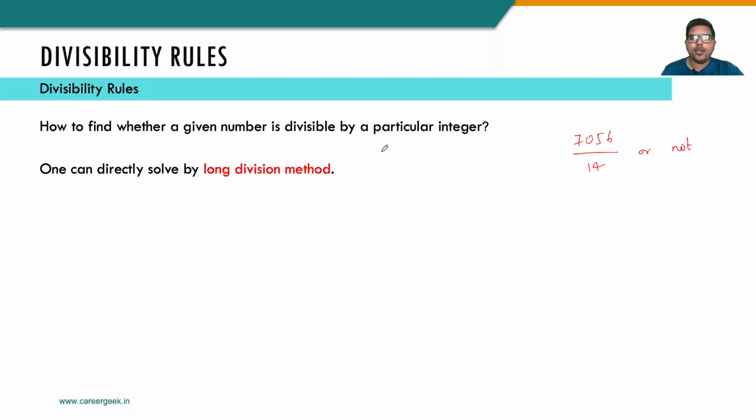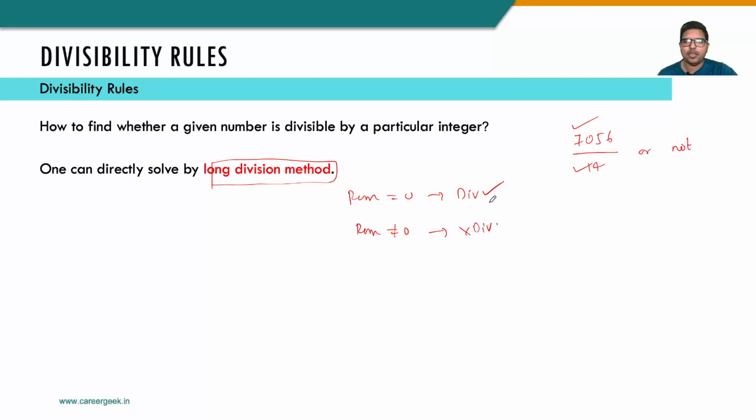So one way to find whether a given number, let's say 7056, is divisible by a particular integer, 14 or not, we all know that. Take the long division method and see if it is divisible or not. If it doesn't leave any remainder, if the remainder is 0, then it is divisible, right? If the remainder is not 0, then it is not divisible. Simple as that. So the basic rule is, for smaller numbers, you try the long division method.